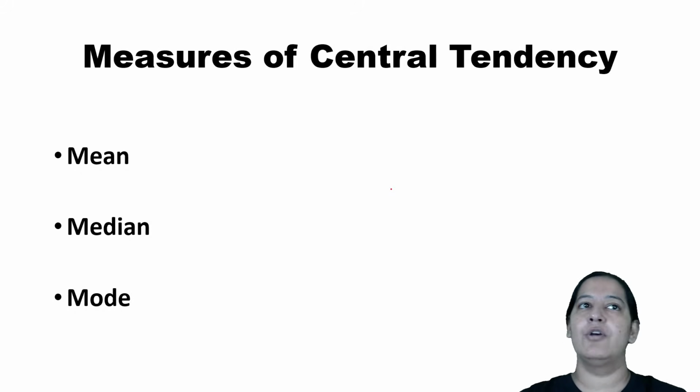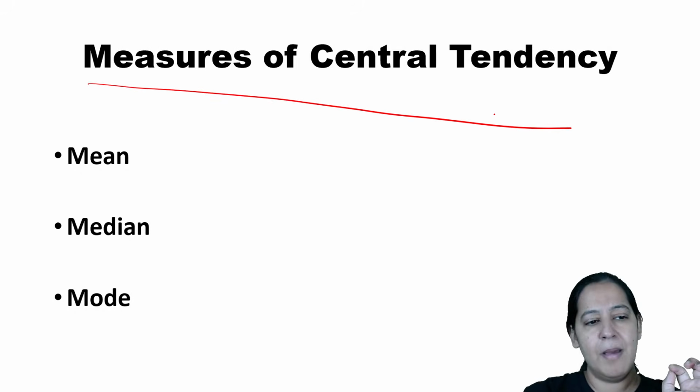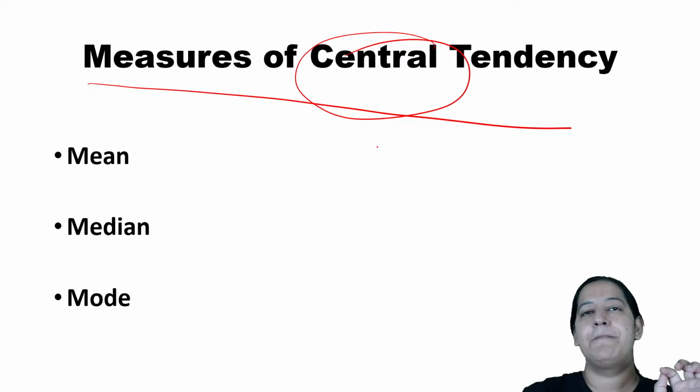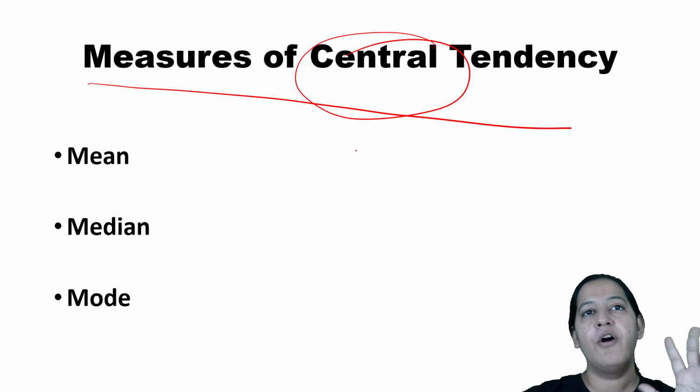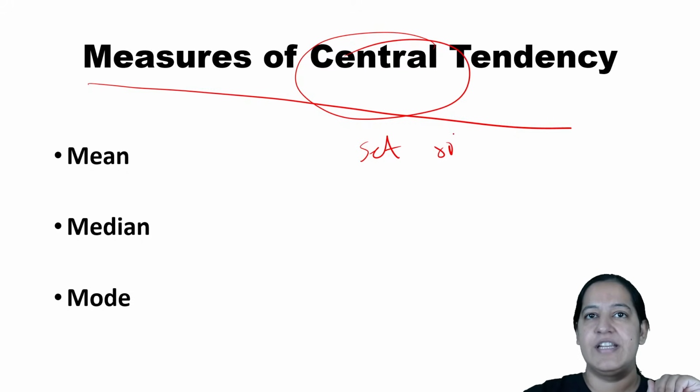I will come to them one by one. So first let me tell you the measures of central tendency. What do you mean by measures of central tendency? What does central mean? If I give you a set of data containing multiple values.